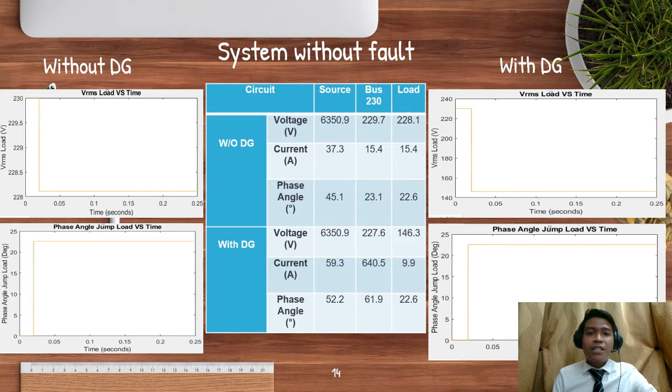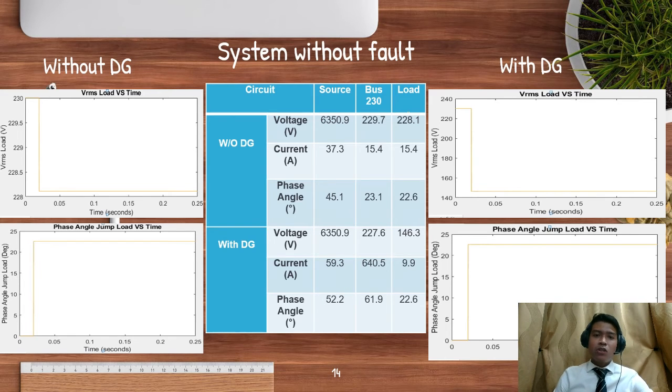However, the value of the current increased by 30 amp when the DG is installed. Furthermore, there is a significant difference of current at the 230 volt bus when the DG is installed, which increased from 21.8 amp to 206.9 amp. The RMS value at the load bus dropped from 238.1 volt to 146.3 volt when the DG is installed. In addition, the phase angles slightly increased at the bus source and the 230 volt bus when the DG is installed.